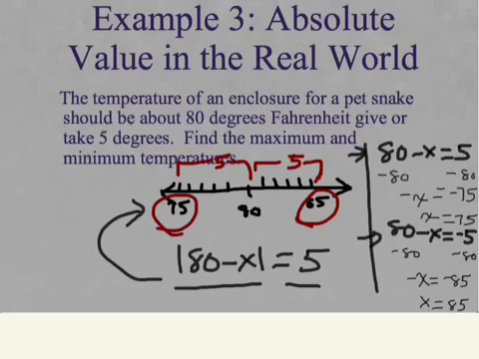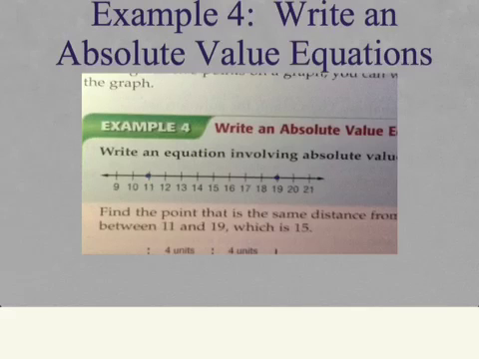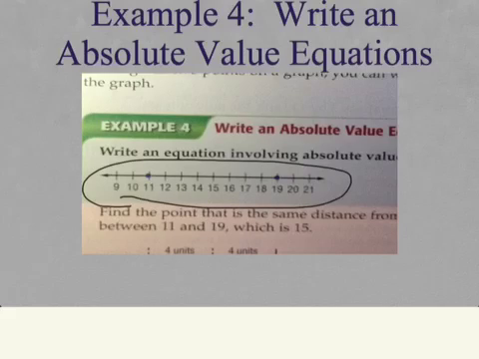Let's take a look at this next example. Sometimes it's really convenient to write an absolute value equation about something that you see like this. So in this problem, we're asked to write an absolute value equation about what we see on the number line, 11 and 19 being the solutions to a particular problem. So what we want to consider is, what is 11 and 19 equidistant from? And that number, hopefully you guys can see, is 15, because 11 is 4 spaces from 15 and 19 is 4 spaces from 15.